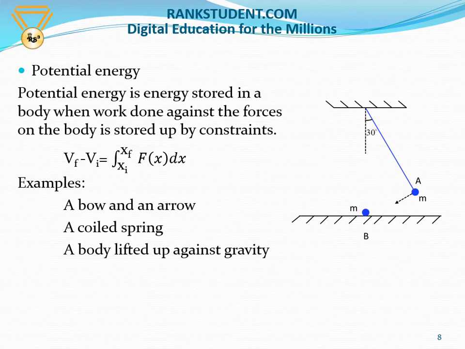Potential energy is energy stored in a body when work is done against the forces on the body, and it's stored up by constraints. V sub F, the potential energy in the final position, minus V sub I in the initial position, is equal to the integral of Fx dx between xi and xf.